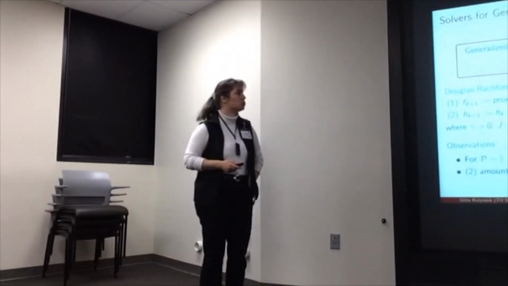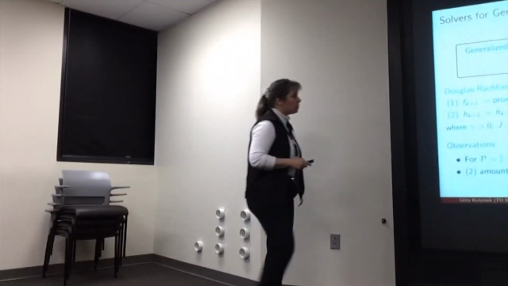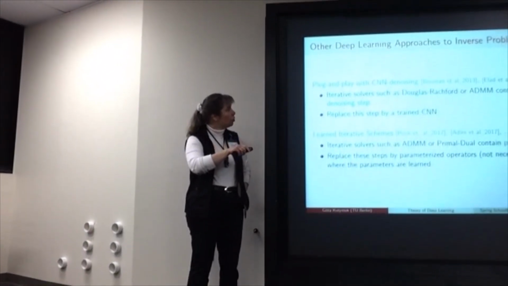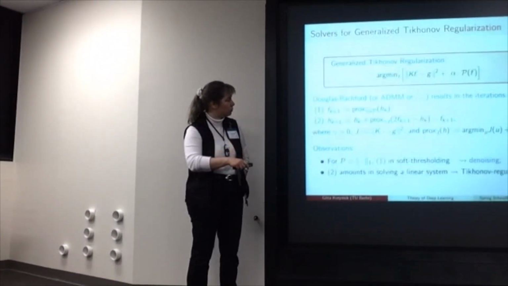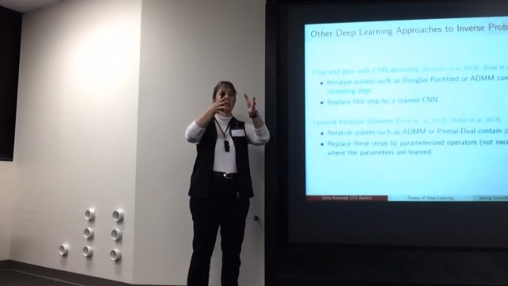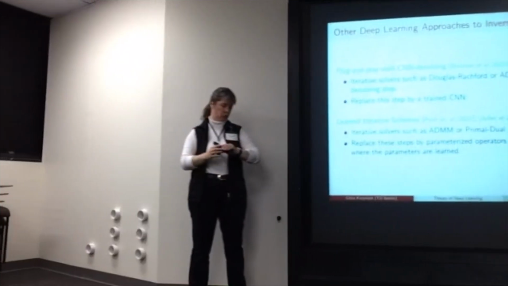And this people now use. What they do is they replace this denoising step in this algorithm, if we go back, by a neural network. So they place a neural network in the algorithm, in the iterative solver.